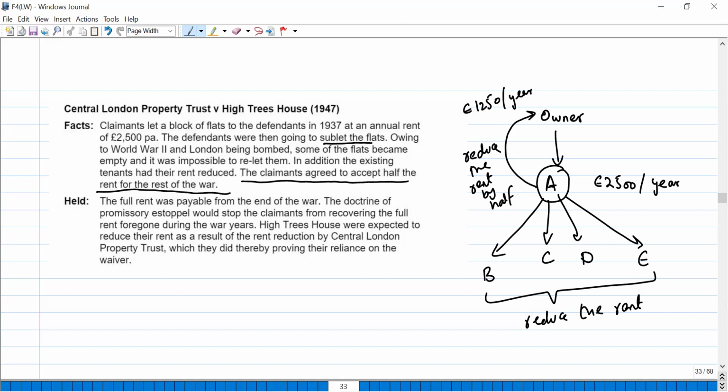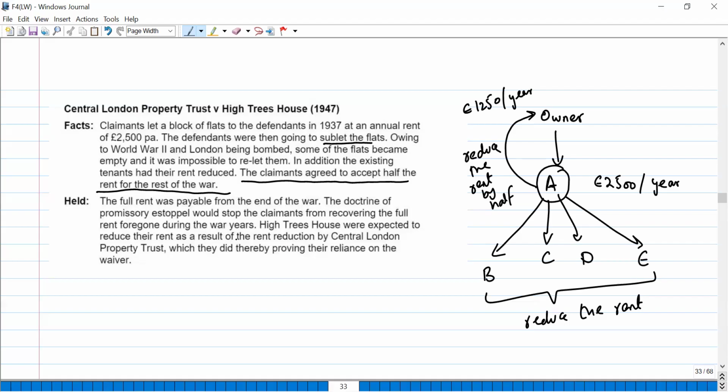Now what happened was that once the war was over, the owner put a claim of complete rent on A. He said, pay me the remaining amount, pay me according to the 2,500 pounds per year. But what did the judge say? Let's understand that. The full rent was payable from the end of the war. The judge said that once the war has ended, after that he has to pay you the full amount. The doctrine of promissory estoppel would stop the claimant from recovering the full rent forgone during the war years.